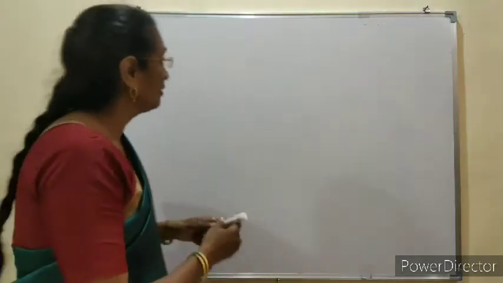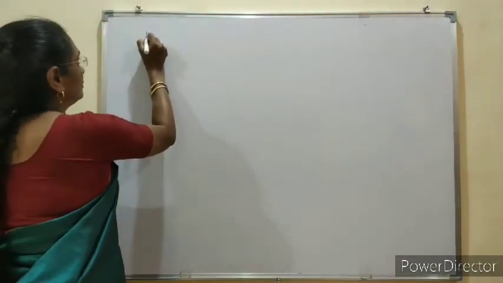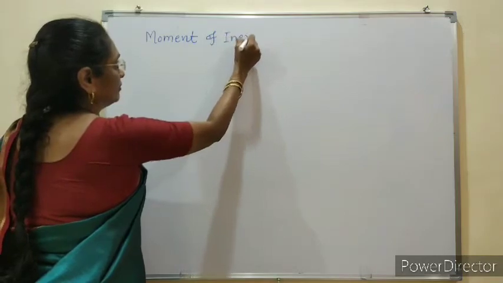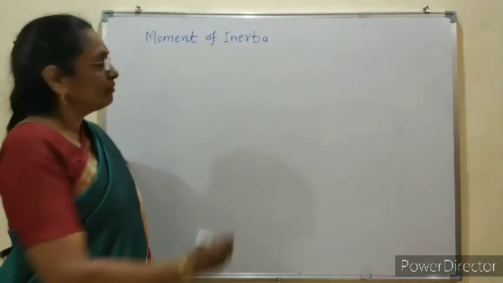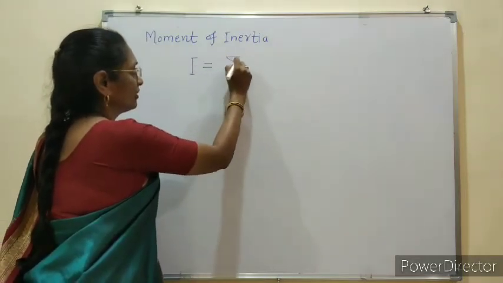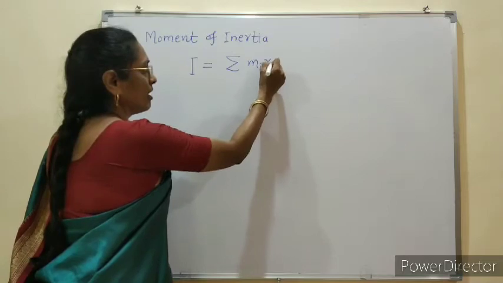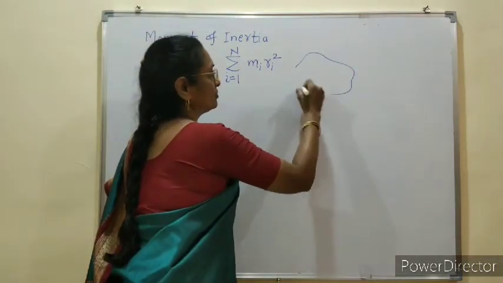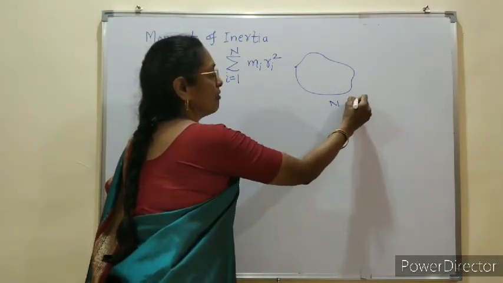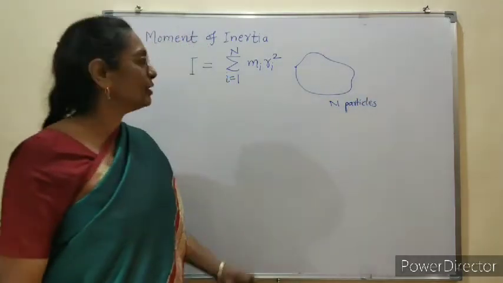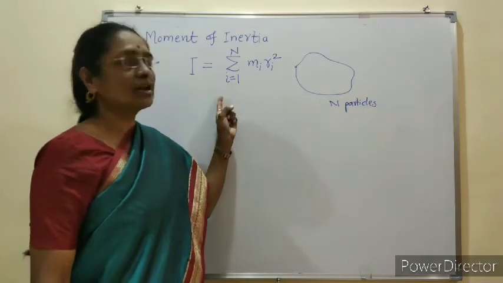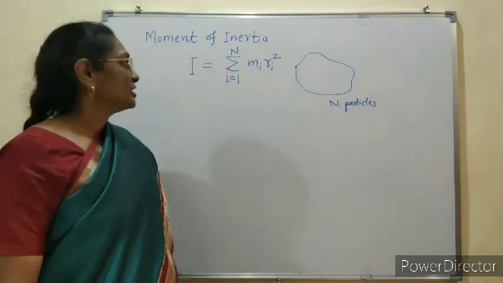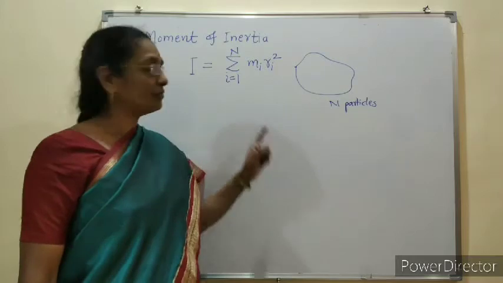Here we just recall the definition of moment of inertia. We have written one mathematical expression: I is equal to the sum of m_i r_i square, where i varies from 1 to n, if the body consists of n particles of masses m1, m2 up to mn, and their respective distances are r1, r2, r3 up to rn. Then we have written this expression for moment of inertia and defined moment of inertia in this way.